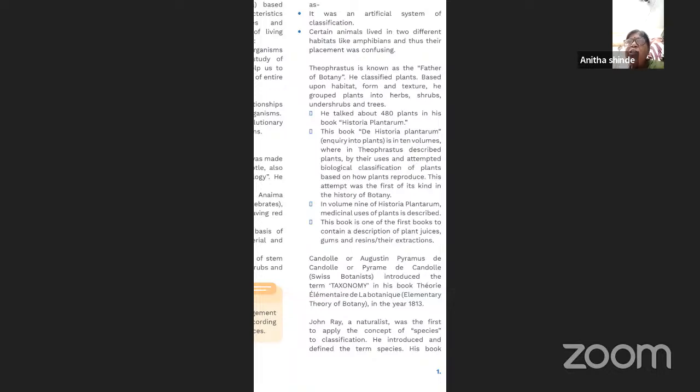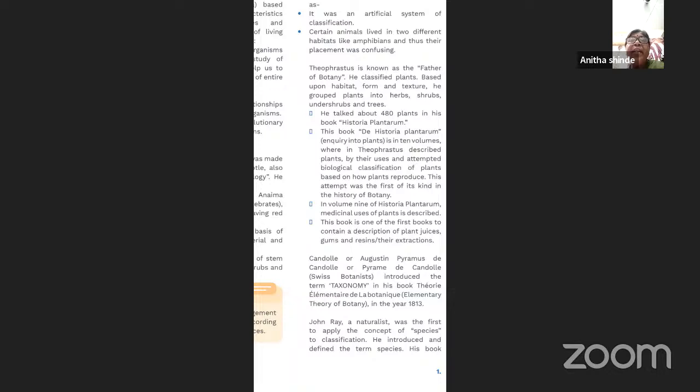Second attempt he made, based on their habitat, he classified them into what? Aquatic, aerial, as well as terrestrial. And the third one, actually, he also classified the plants and divided them into different groups like what? Herbs, shrubs, as well as the trees.